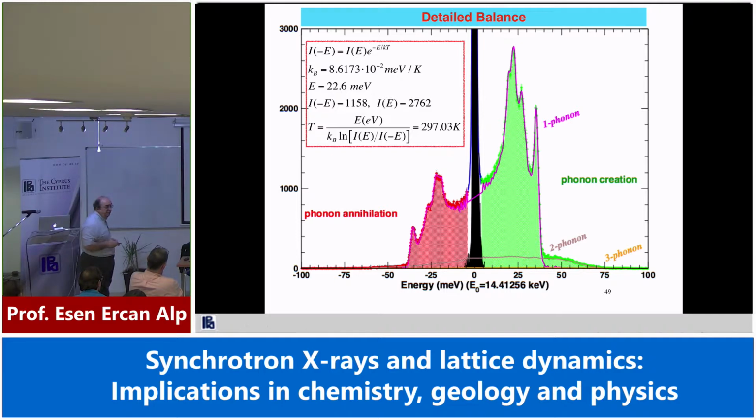The phonons are bosons. I forgot to mention it. They can be created and annihilated. And the balance between phonon annihilation and creation is purely temperature dependent, given by the Boltzmann equation. Which means if I measure the intensities, I can solve and measure the temperature.